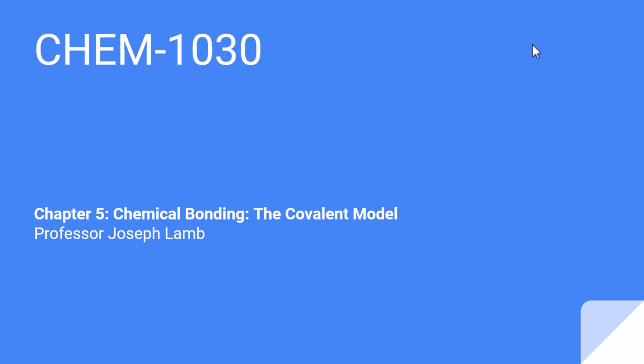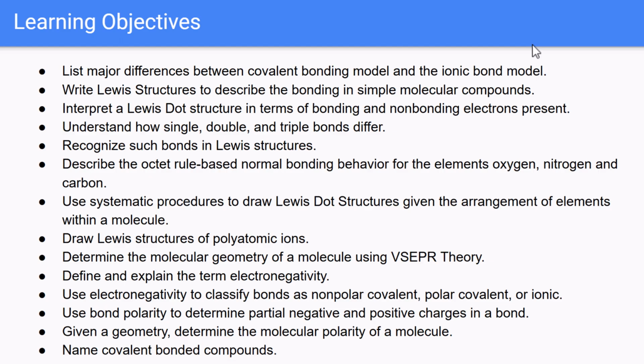Today we are going to be focusing on chemical bonding, but we are going to be focusing instead on the covalent model of bonding rather than the ionic. My name is Joe Lamb, a professor at the University of Cincinnati, and very excited to bring this to you today. So as we always do, we're going to start off with our learning objectives for today.